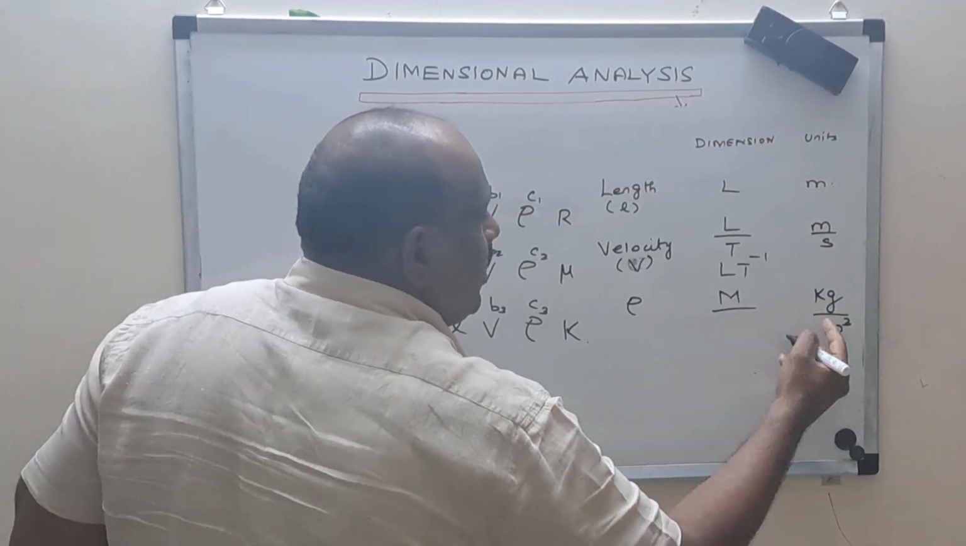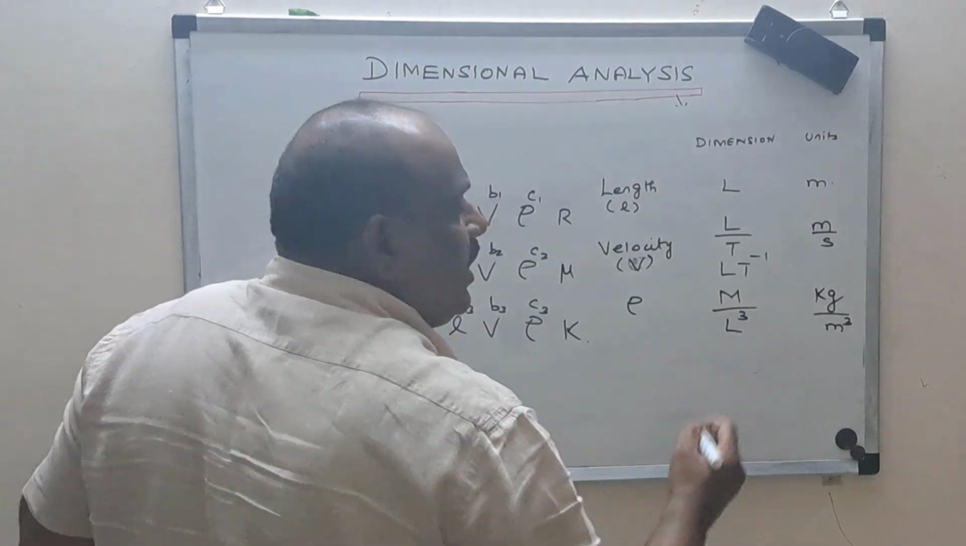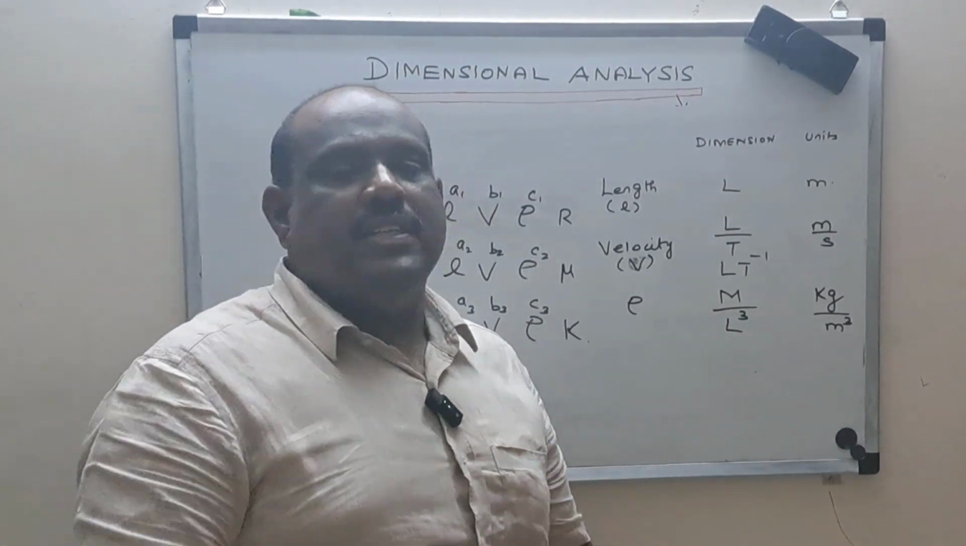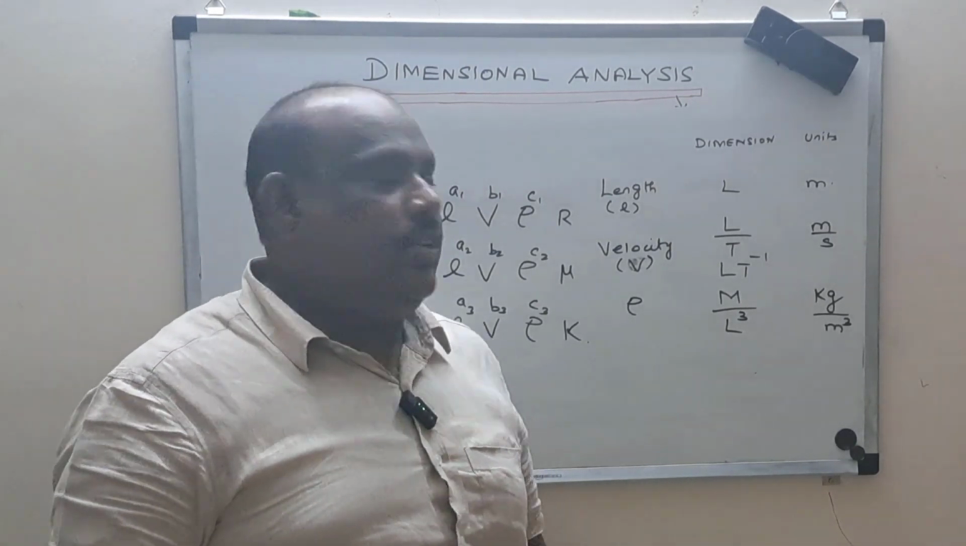Mass is m. What is meter cube? It is length into breadth into height. So L cube. Length is L, breadth is another L, width is another L. So L into L into L, so it's L cube.